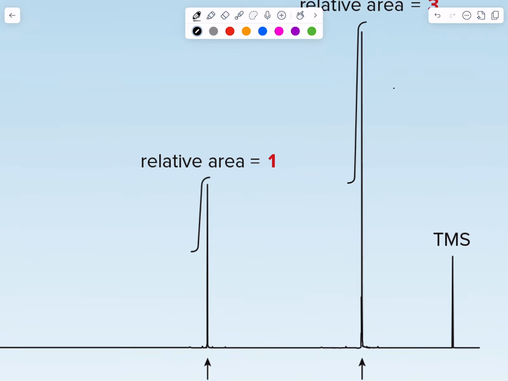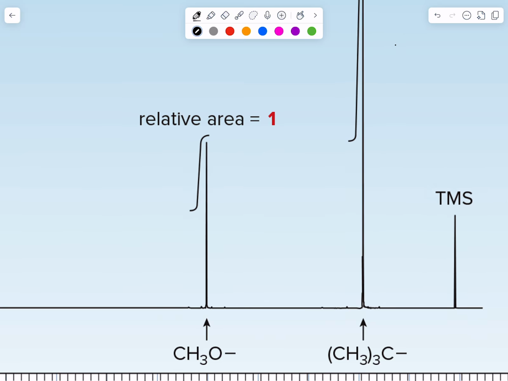Or sometimes they will print out the peak area for you. Now, if they print out the peak area for you, if this one were, say, 17 arbitrary peak units, the units don't mean anything.